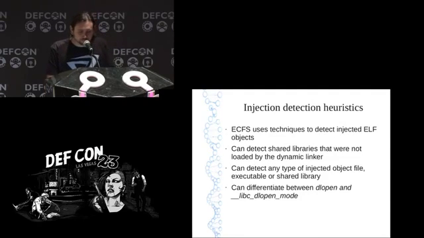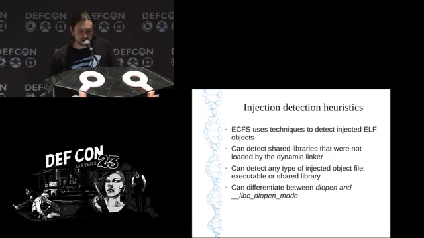Now if we move on, talk a little bit about the injection detection heuristic. So what is a normal shared library? It gets loaded by the dynamic linker. So how do you differentiate when that is normal versus not normal? I won't go too deep into the detail, but it's not too difficult, but getting it to be accurate every time takes a little bit of work.